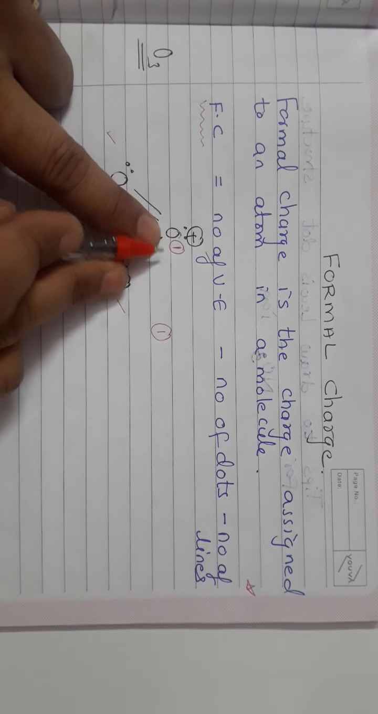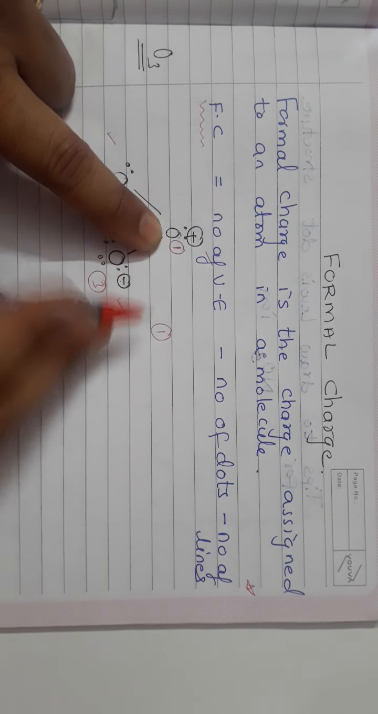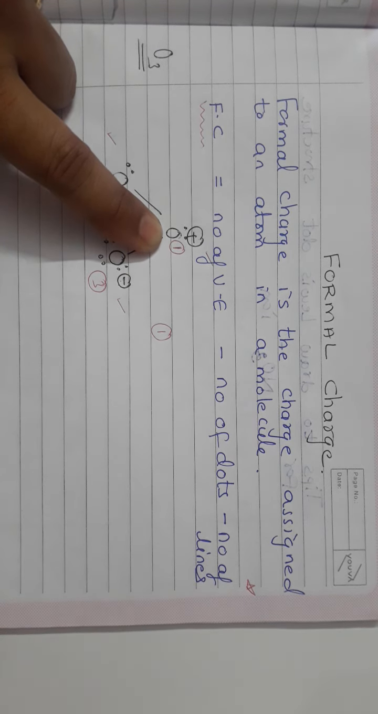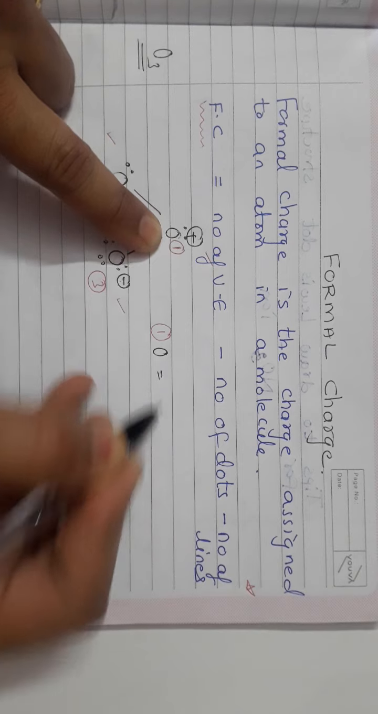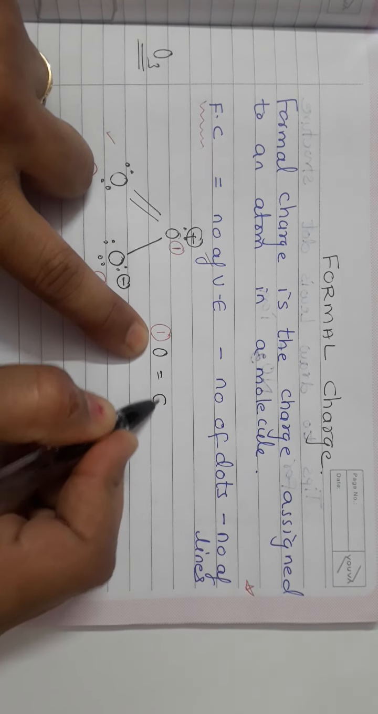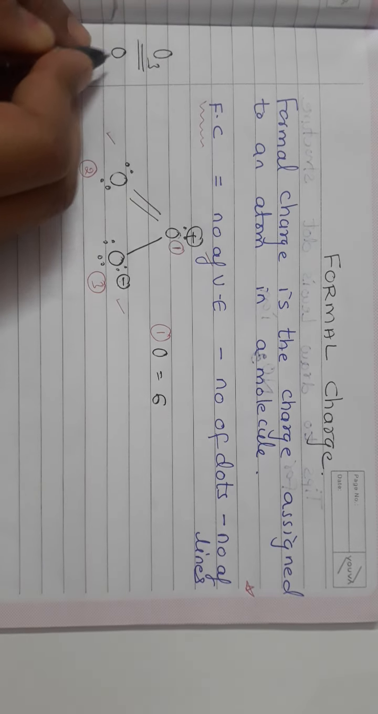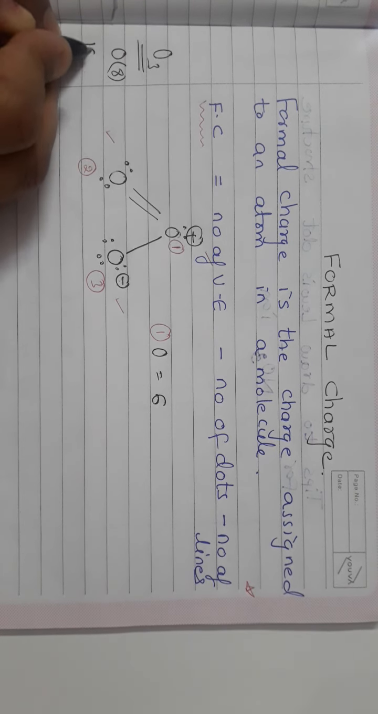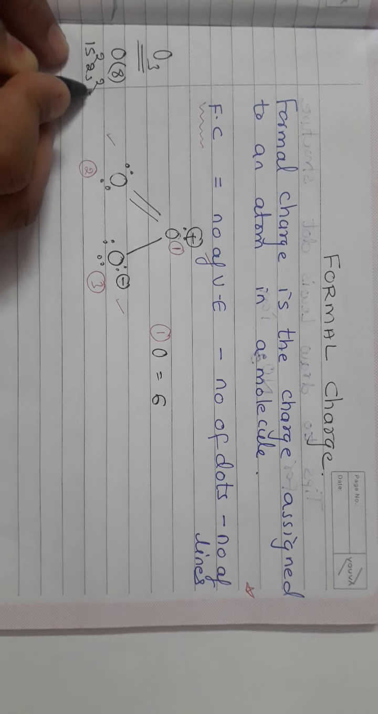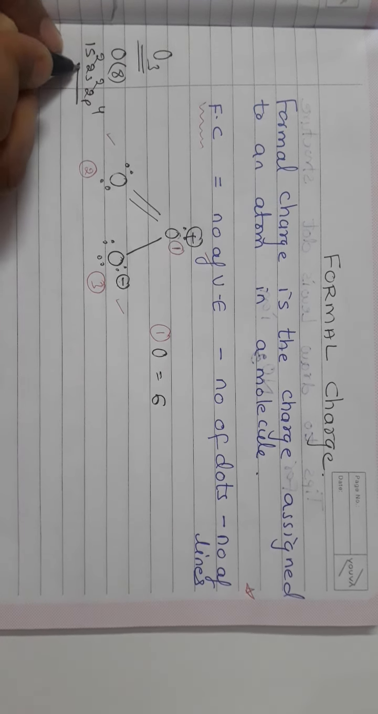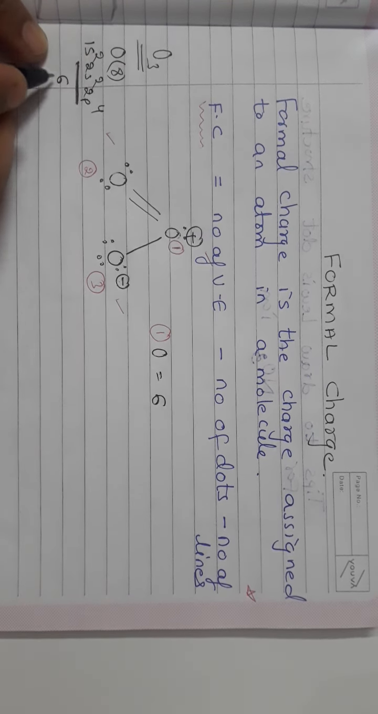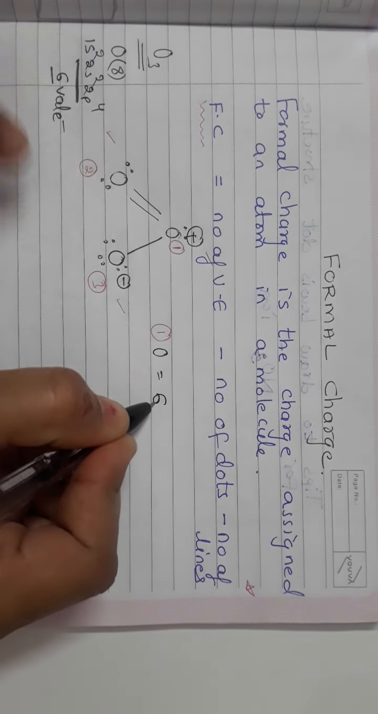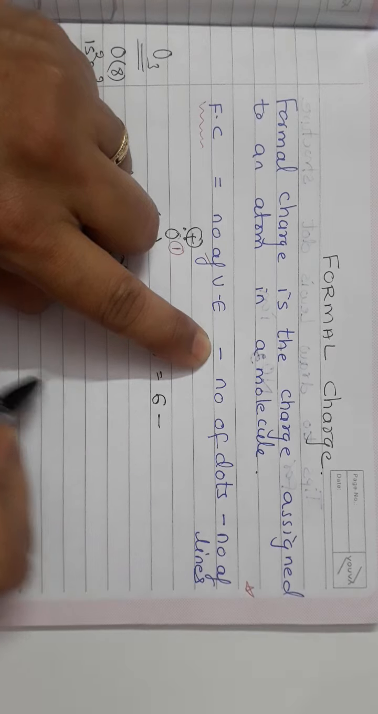Now let us focus on the first oxygen atom. We will calculate the number of valence electrons. The number of valence electrons in case of oxygen is 6. We all know oxygen has atomic number 8 and electronic configuration 1s2, 2s2, 2p4. So the valence shell is this, and 6 electrons are valence electrons. I write here 6, then minus.